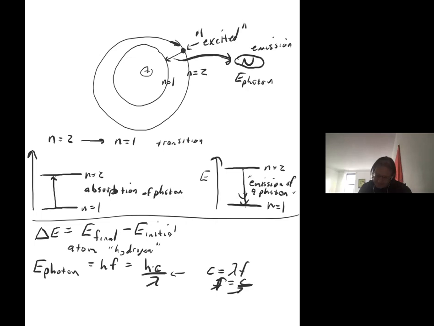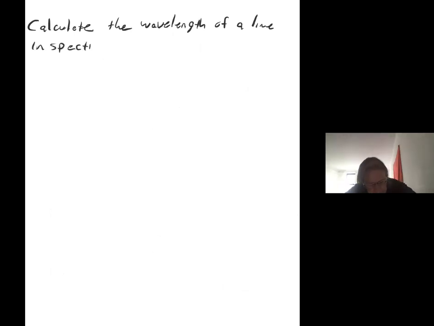Okay, so let me show you an example. We're going to calculate the wavelength of a line in the spectrum of hydrogen. Before I actually do a problem in this, let me show you a little bit about this idea of lines.